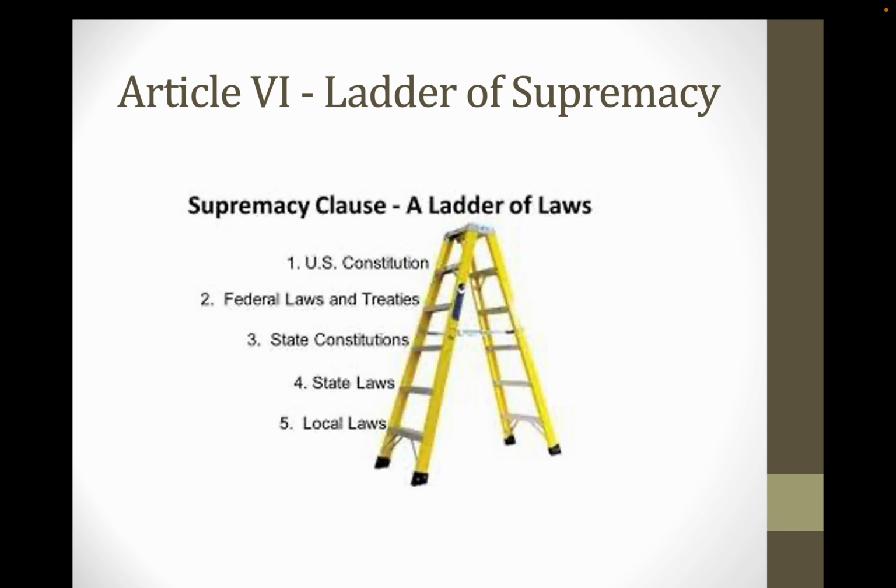So the ladder of supremacy shows that the United States Constitution is the supreme law of the land. It is the highest law, and nothing that governments do, whether it's national governments, state governments, local governments, nothing can violate the United States Constitution. Under that are federal laws and treaties. So federal laws are supreme over everything that falls underneath it, but they have to follow the Constitution. Then we have state constitutions, which can't violate federal laws, and those can't violate the United States Constitution. So then we have state laws and local laws.